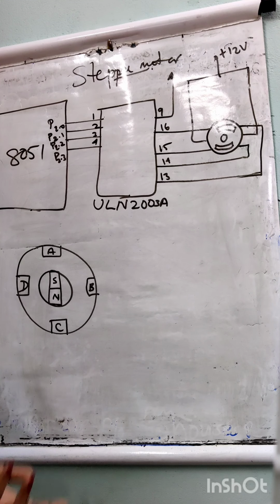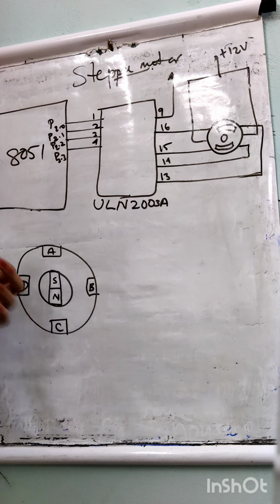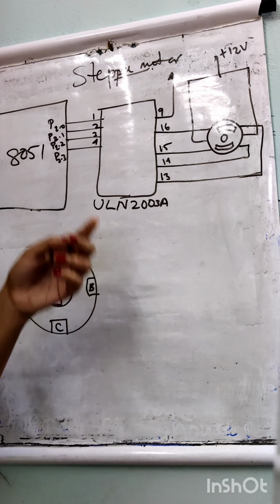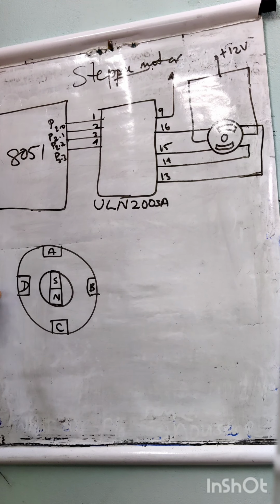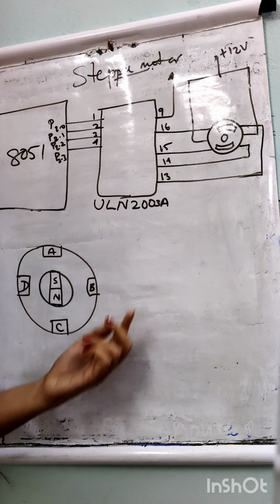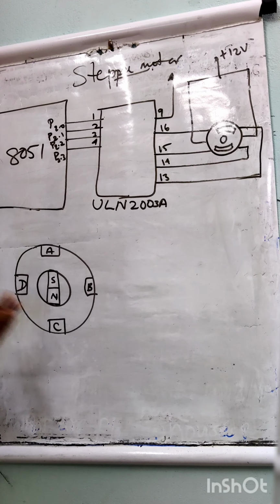Let's see how a stepper motor can be interfaced with 8051. At first, what's a motor? A motor is a device that converts electrical energy into mechanical energy. And a stepper motor is a device that does the same task but in steps. It is a brushless synchronous electric motor that can divide the complete rotation into a number of steps.